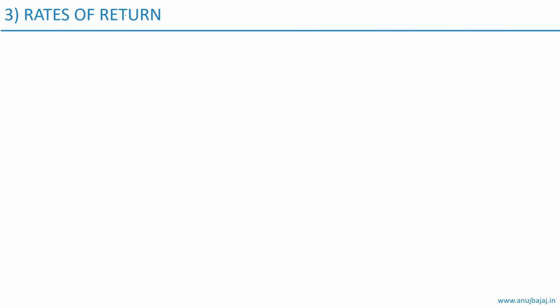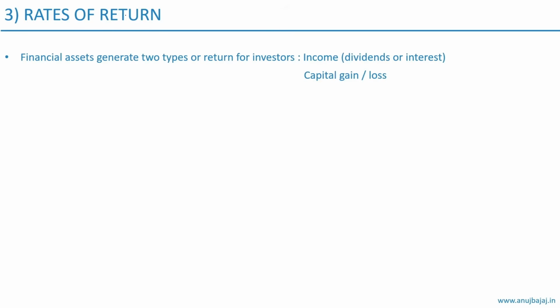Moving on, section 3, rates of return. Financial assets usually provide two types of return: income and capital gain or capital loss. If you purchase stocks, then stocks provide you with dividends, and in case of fixed income instruments, they provide you with periodic income of interest. So this is the income part.